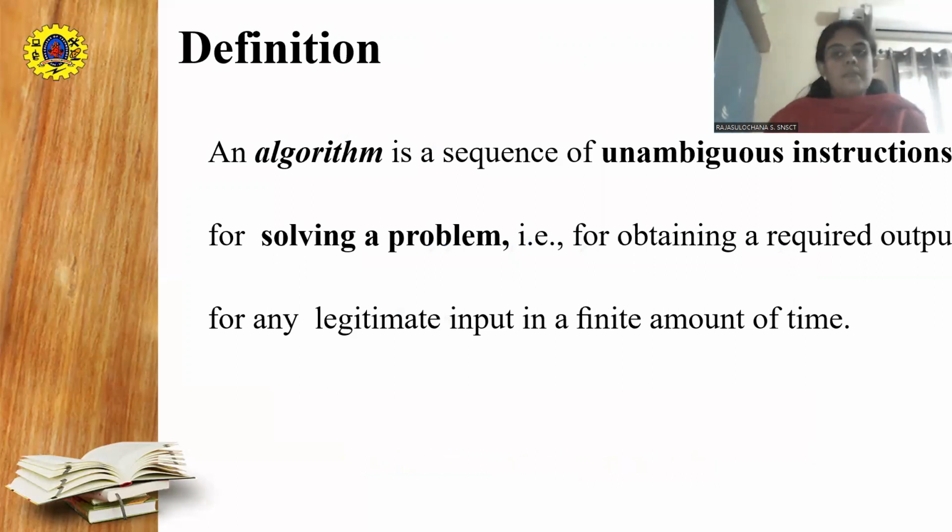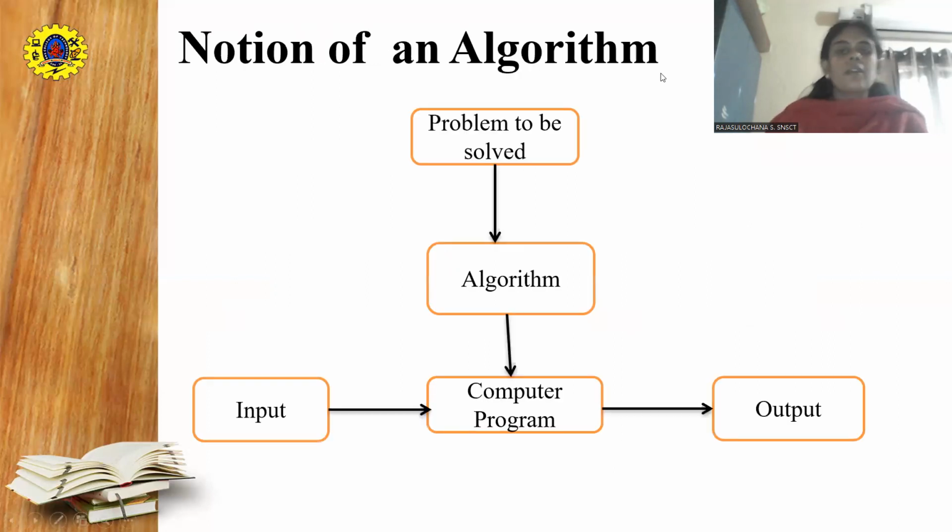So, what is meant by an algorithm? An algorithm is a sequence of unambiguous instructions. What is meant by unambiguous? It means the algorithm should not be congested or vague. The algorithm should be easy to understand. The set of instructions should be easy to understand, which helps in effective problem solving. Only if it is easy will you be able to obtain the required output for the given legitimate input in a finite amount of time. So this is what the notion of an algorithm is about.